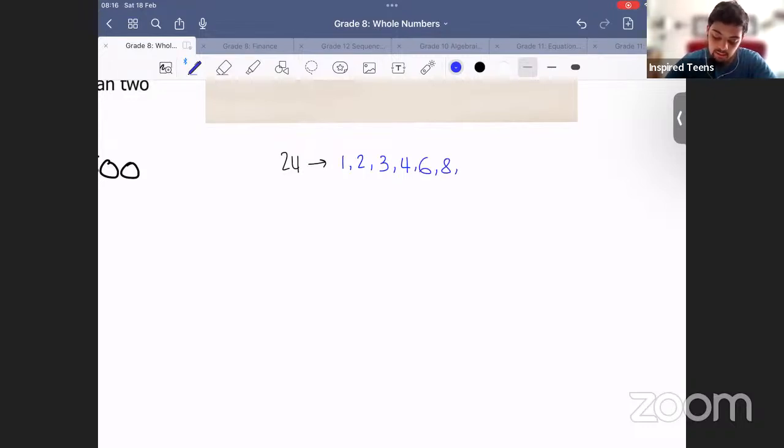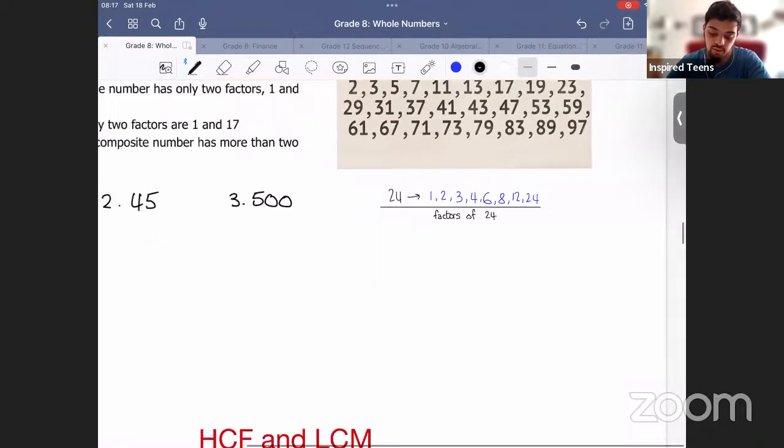I know there's 8. I know there's 12. And I know there's 24. Okay, so quite a bit of numbers, 8 numbers actually in total that can go into 24. And these are the factors of 24. Why are they the factors of 24? Because they can go into 24 an exact amount of time with no remainder. So we call them factors of 24.